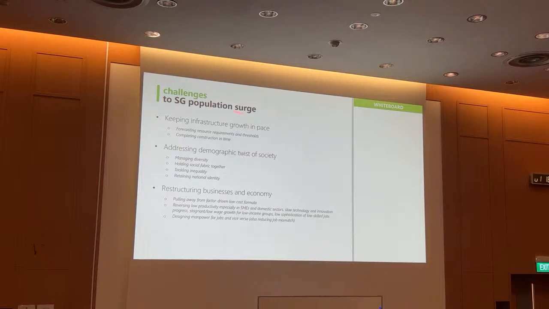When you have a population profile in the way Singapore practices, we also have to look at how to restructure businesses and economy. A lot of this increase in population is due to the reliance on a vector-driven model. How can we pull ourselves away from this vector-driven model and reduce the negative impact of this model on different things, like we have mentioned in other lessons? It has problems on productivity, technology and innovation progress, wage growth of poor people, job sophistication, etc.